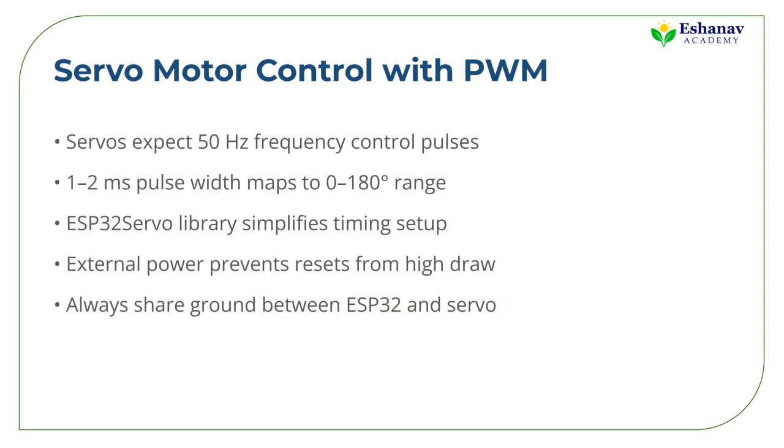LEDs are forgiving, but servos are picky. A servo expects a control pulse about every 20 milliseconds, where the high duration tells it the angle. 1 millisecond means 0 degrees, 1.5 milliseconds is roughly 90, and 2 milliseconds gets you near 180. Anything outside that range and the servo either twitches or stalls.